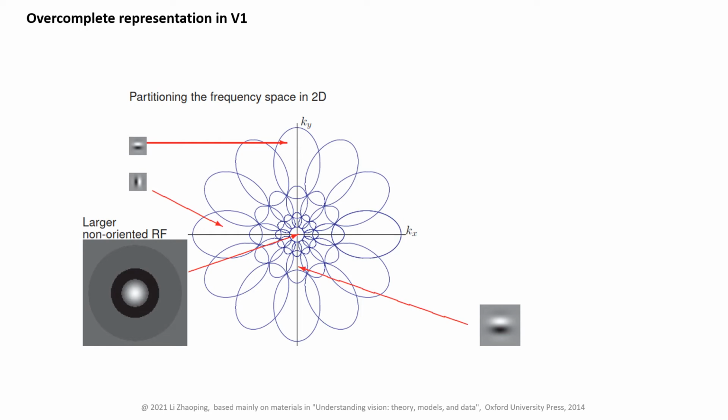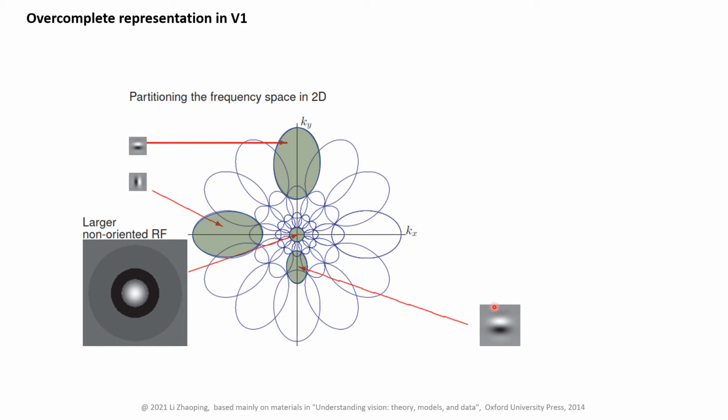However, V1 has an overcomplete representation. There are many more V1 neurons in monkeys and cats than the corresponding number of retinal ganglion cells. The frequency bands overlap with each other extensively, as schematically illustrated here. For this vertical filter, it's small, so tuned to higher frequency. The frequency band is here. Of course, also its mirror image here. So this is the horizontal frequency, this is the vertical frequency. For this horizontal filter, it's tuned to this frequency range and its mirror image here.